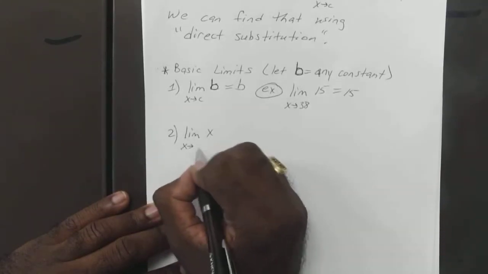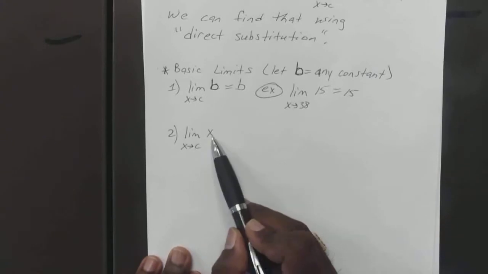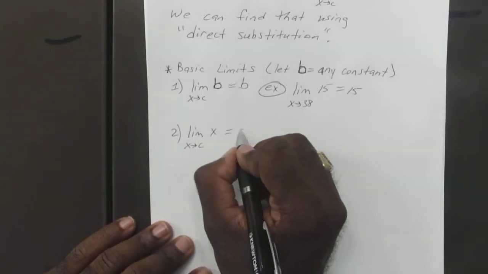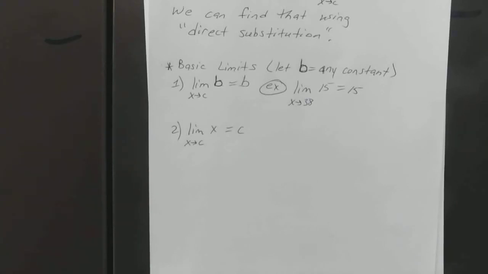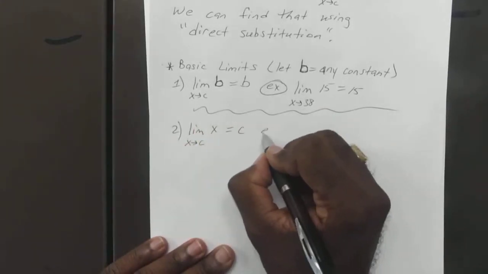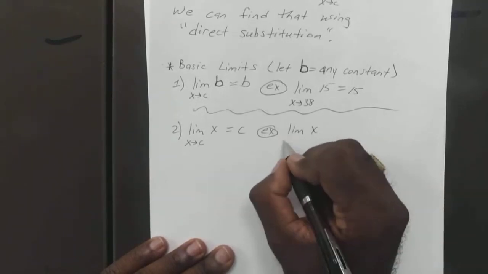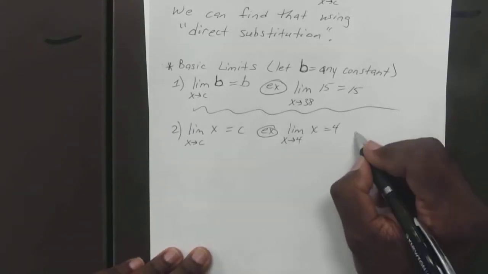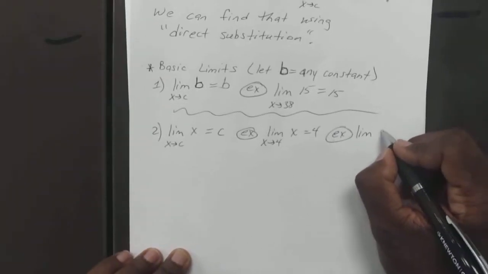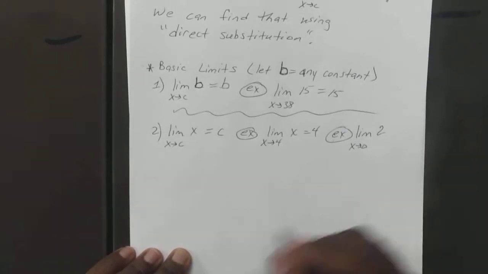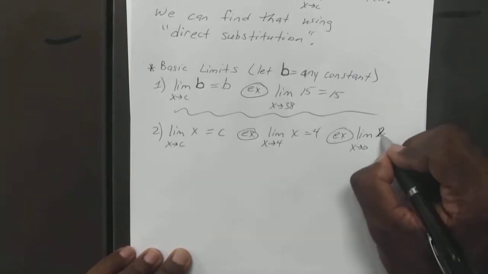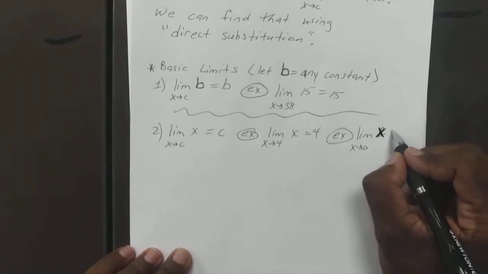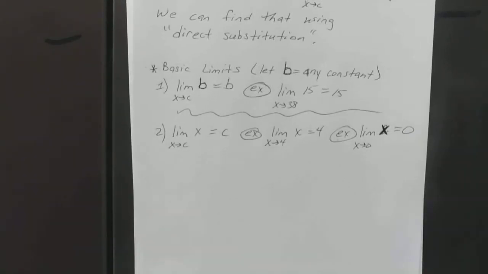The limit of x as x approaches c, remember, all you're going to do is plug in that c and replace that x value. So if you plug in that x with c, the limit of x as x approaches c is just c, whatever that constant is. For example, the limit of x as x approaches 4 would just be 4. Or the limit of x as x approaches 0 is just 0. You're just going to plug that c value right into the x.